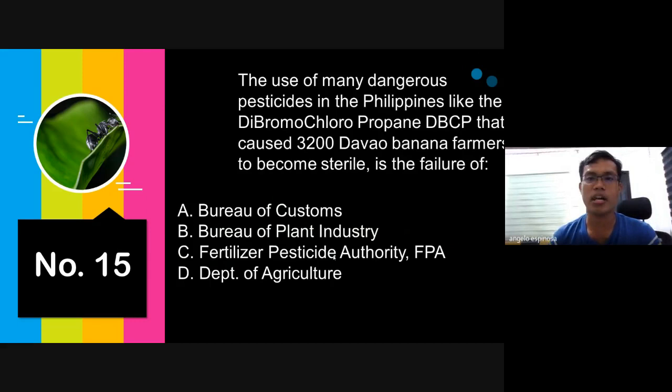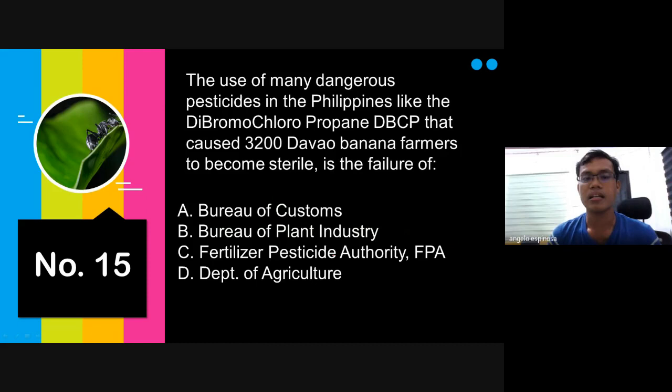Next question. The use of many dangerous pesticides in the Philippines, like the dibromochlorpropane or DBCP, that caused 3,200 Davao banana farmers to become sterile, is the failure of blank. Kaninong failure yan?